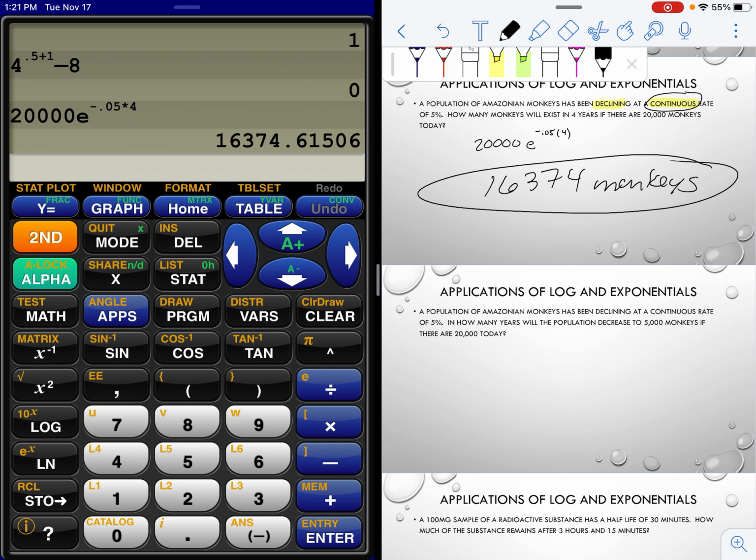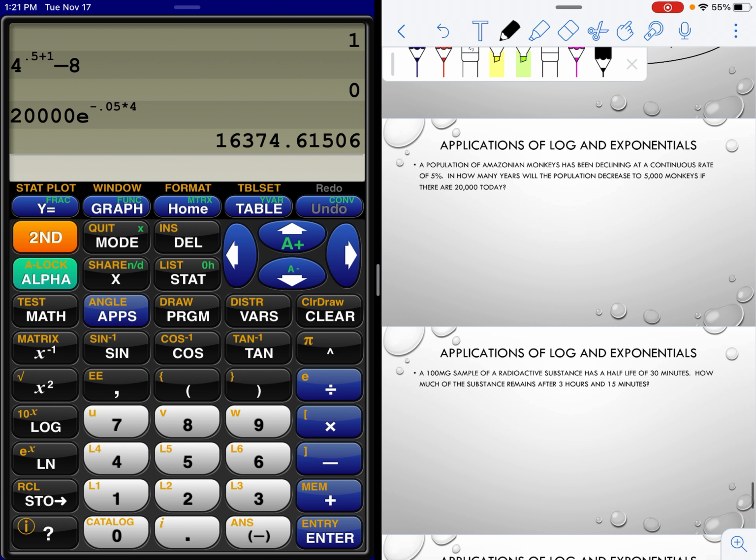All right. The next one, population of monkeys has been declining at a continuous rate of 5%. In how many years will the population decrease to 5,000 if there are 20,000 today? So our starting value is 20,000, e to the negative 0.05. We don't know the time, okay, but I want to know when, how long does it take to get to 5,000? All right, so we're going to divide both sides by 20,000.